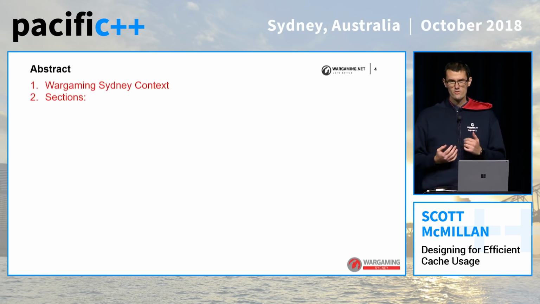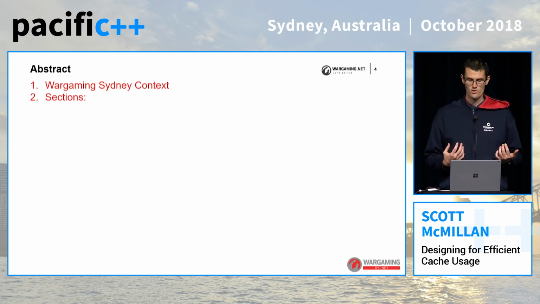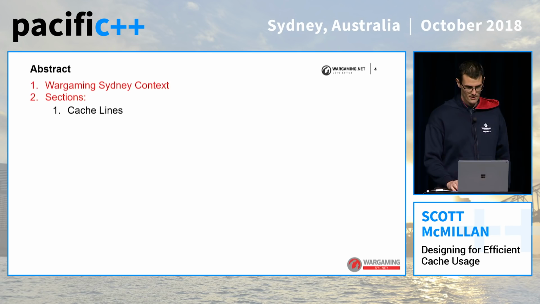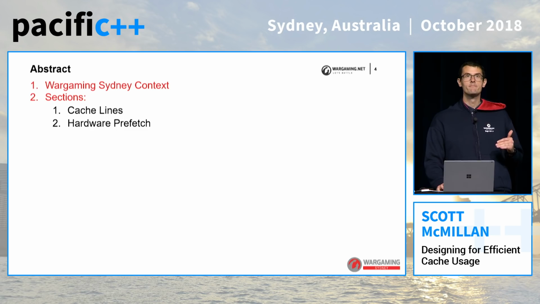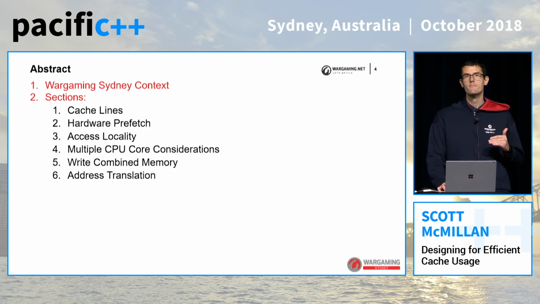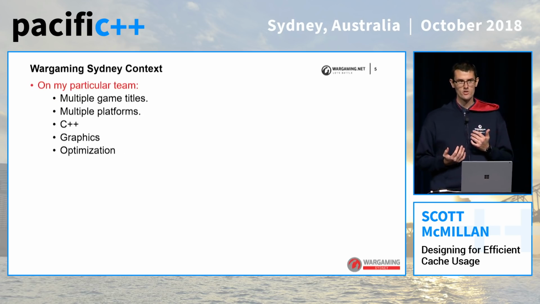So once I've given a little bit of context on the problem space that my team's operating in at the Wargaming Sydney studio, I'm going to cover some design guidelines that we found appropriate for having performance-critical systems use cache and memory efficiently, at least in our context. So first I'm going to talk about cache lines. Then I'm going to talk about hardware prefetching. And I'm going to talk about access locality, multiple CPU core considerations, write-combine memory, and address translation.